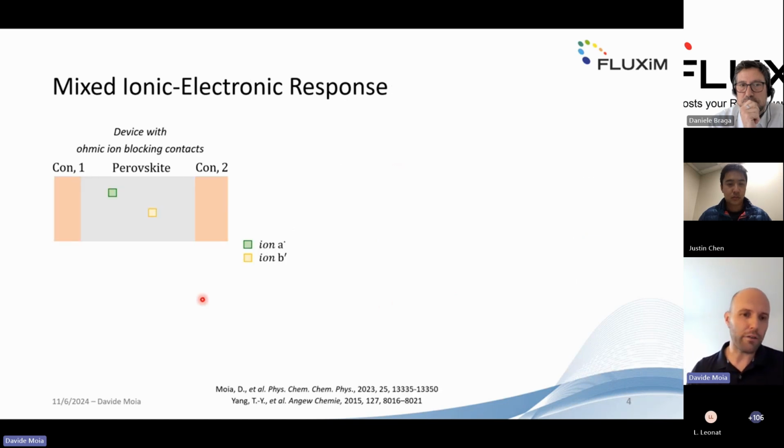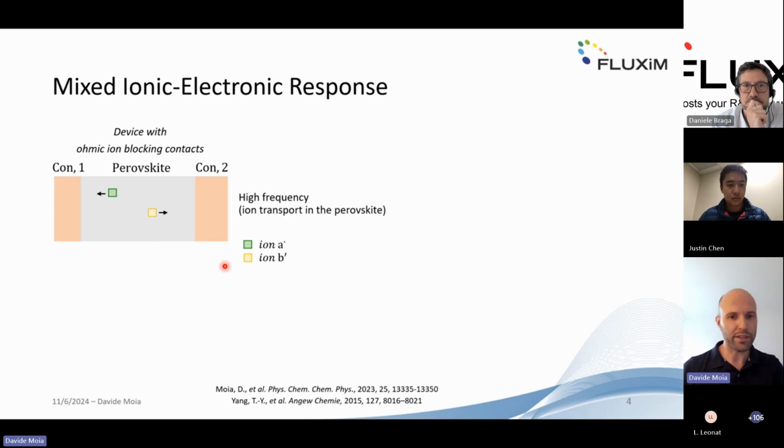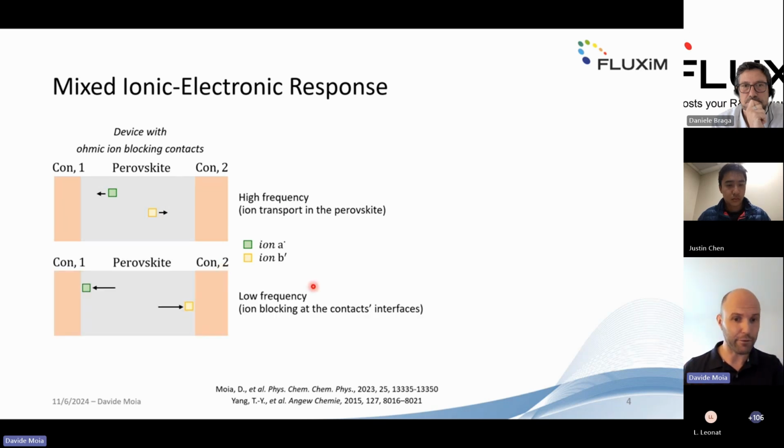What we are often working with is a device where the perovskite is sandwiched between two contacts. For the sake of simplicity, I will consider ohmic and ion blocking contacts here. Then we may have one or two ionic species, and when we perturb the system at a relatively high frequency, we can probe the ion transport happening in the bulk of the perovskite. However, if we perturb the system at a low enough frequency, then what we will see is that ions will reach the interfaces and they're blocked at such interfaces, a process that I will refer to as space charge polarization.